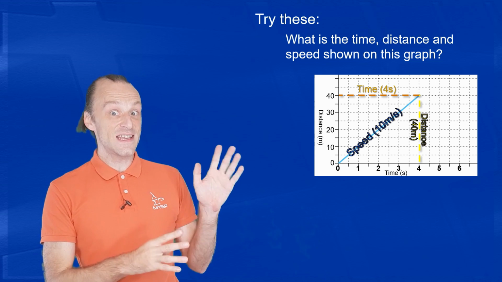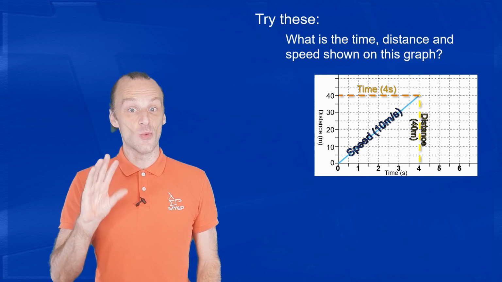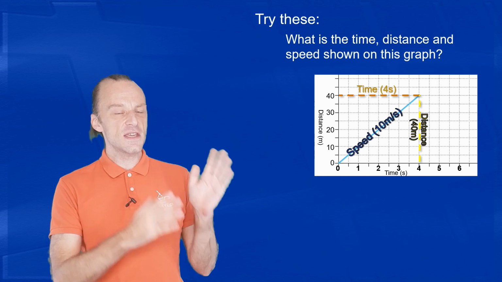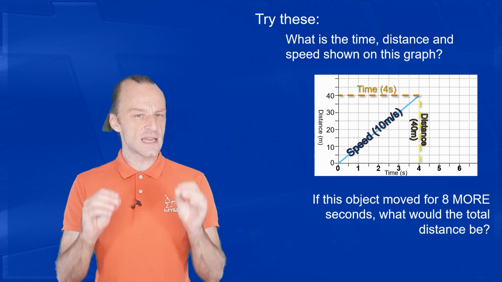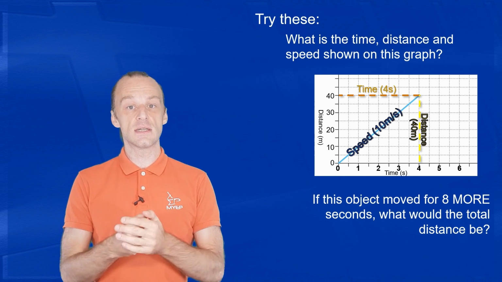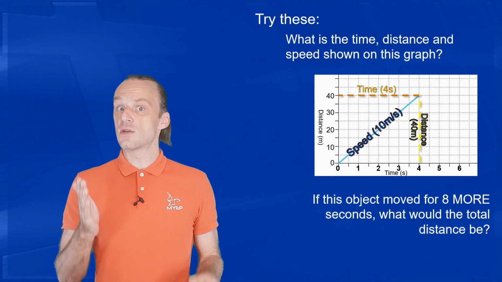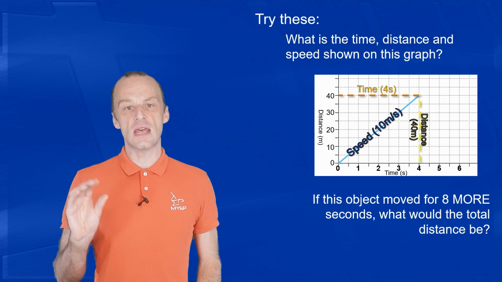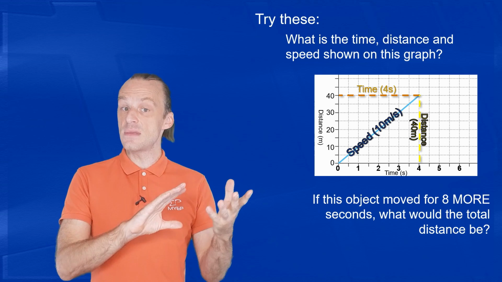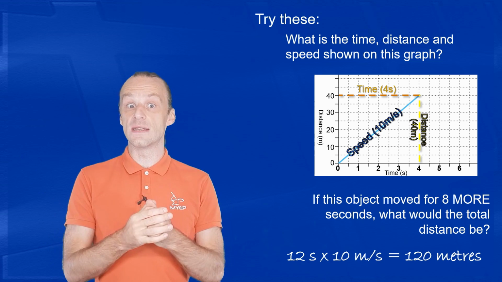So if this graph is of a person running, then they are almost as fast as Usain Bolt, the world record holder. As an extra question here, if this object kept moving at the same speed for another 8 seconds, what would the total distance be? After another 8 seconds, then the object will have been moving for 12 seconds total. So 12 seconds at a speed of 10 meters every second is 12 times 10, 120 meters.